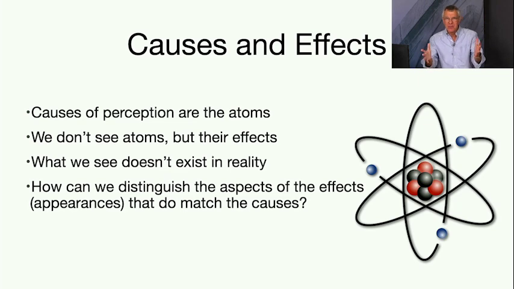Something does. The atoms do, let's say, according to the physical theory of atomic theory, saying the world consists of these atoms, molecules, and so on. But it creates a problem. How can we distinguish the aspects of the effects, the appearances, that is to say, the perceptions, that do match these causes? I look at things and I think, well, are those things parts of the world, or are they being contributed by my mind? Are these qualities they seem to have things that are really there in the object, or are they being contributed by my mind? Is the paper really yellow, or is that just a mental construct, and the paper really is colorless? The table, is it really mostly empty space, or is it solid? How do I tell what's really in the object itself?